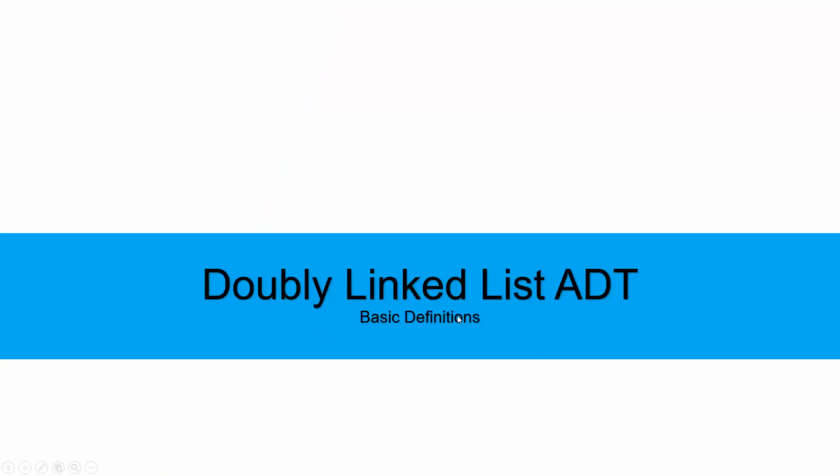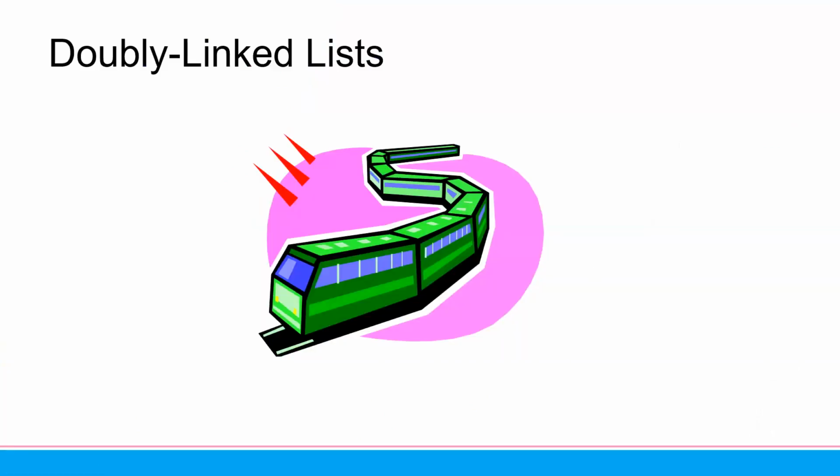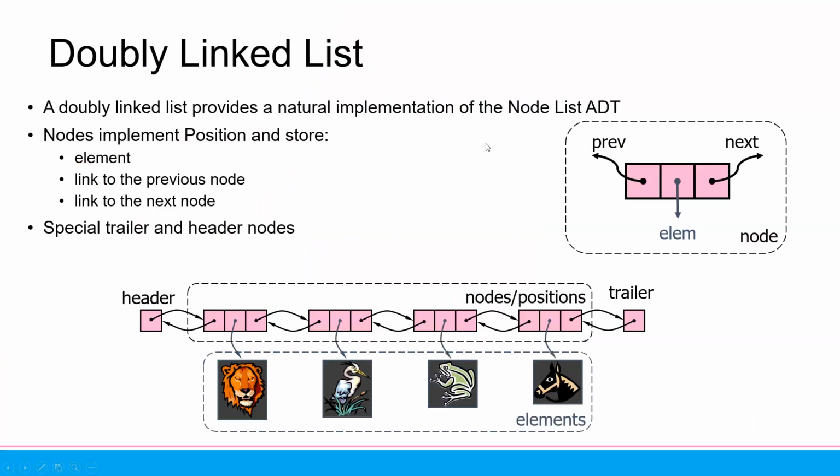The doubly linked list, we call this the doubly linked list ADT. Do you still remember what is ADT? It is abstract data type. Okay. If we look at the doubly linked list, it is a similar concept. So the doubly linked list provides a natural implementation of the node list ADT. The node list is the same as the node that I just explained on the singly linked list.